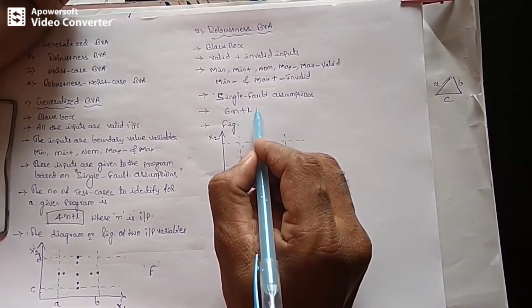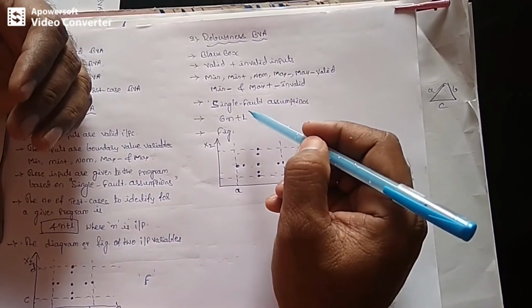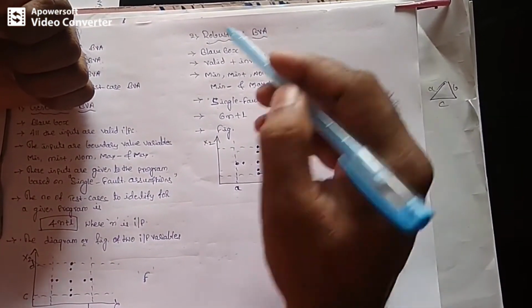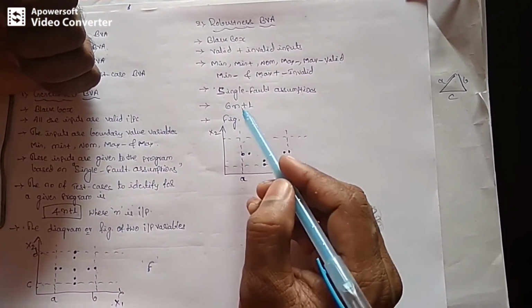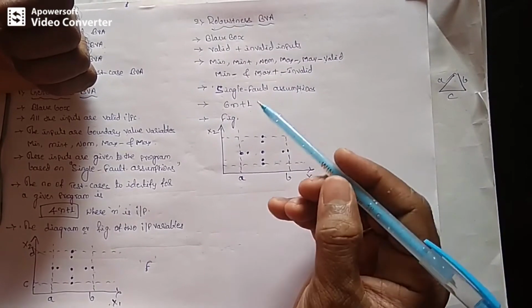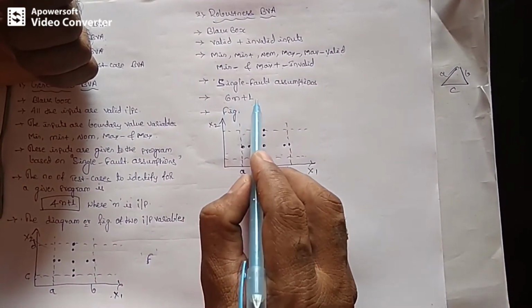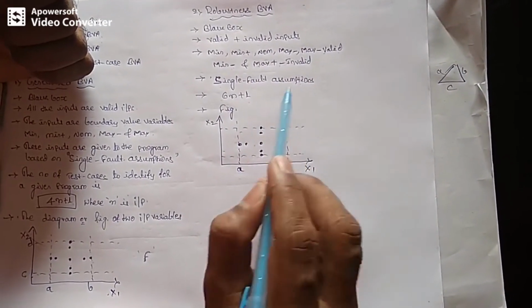Next, how do we identify how many test cases need to exist under the robustness boundary value analysis method? This is the generalized formula. Based on this formula, we can identify the number of test cases needed to test a given program. That is 6n plus 1, where n indicates the number of inputs of a program.